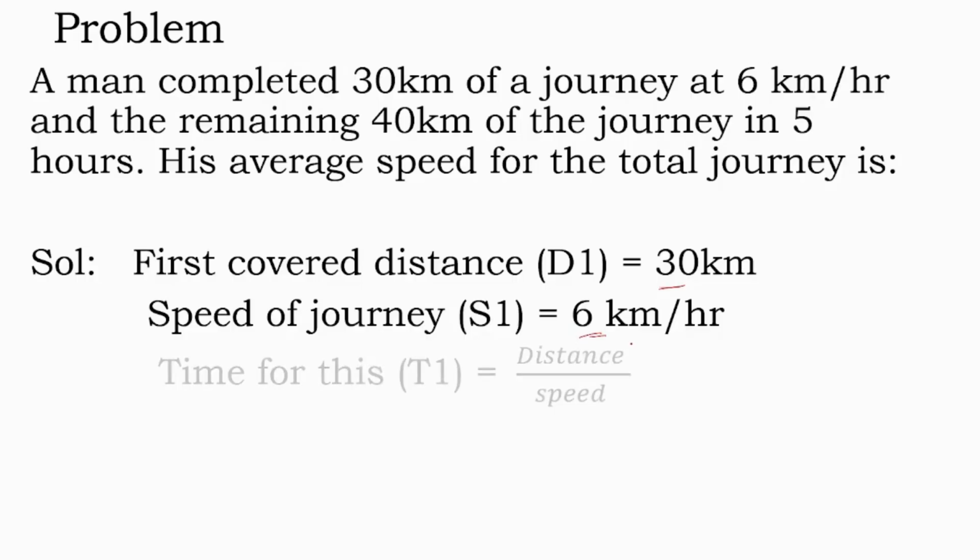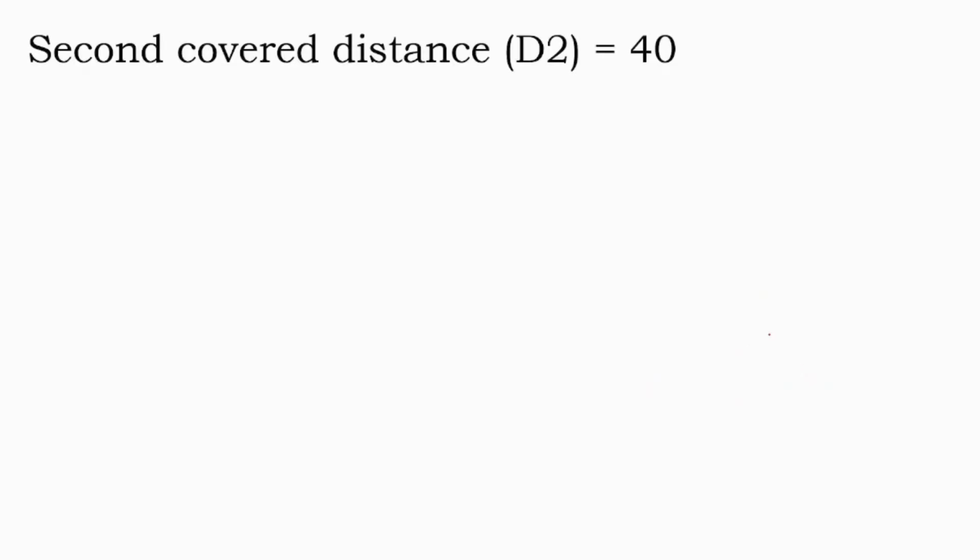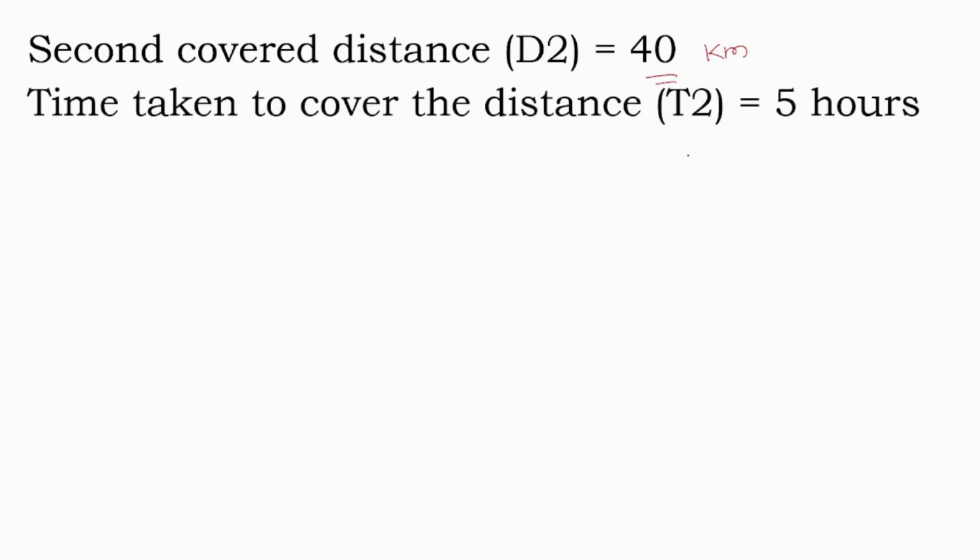So now we find the time for this journey of 30 kilometers, which is distance by speed. Distance is 30 kilometers and speed is 6 kilometers per hour. So 6 5s are 30. So the time for the 30 kilometers journey is 5 hours. Next, if you look at the second part, the distance is 40 kilometers and the time is 5 hours.